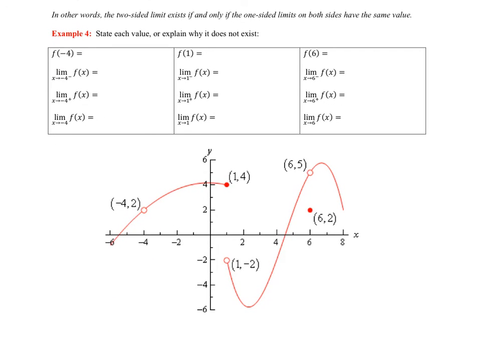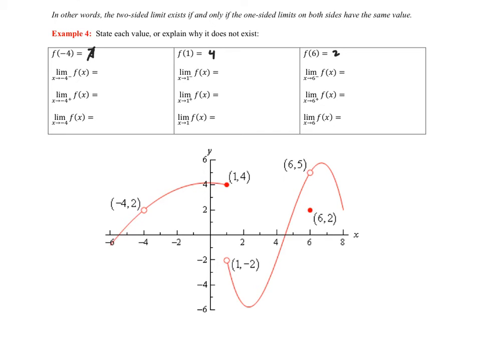Okay, so let's look here. Let's find these first values. f of -4 looks to be, does not exist, right? We can see that here, f of -4 is nowhere to be found. Okay, how about f of 1? f of 1 is 4. And f of 6 is 2.